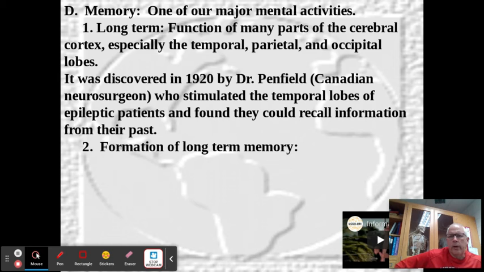We store memories everywhere: temporal, parietal, occipital, frontal lobes. They're just all over the place. So where people store precise information is going to vary from person to person.